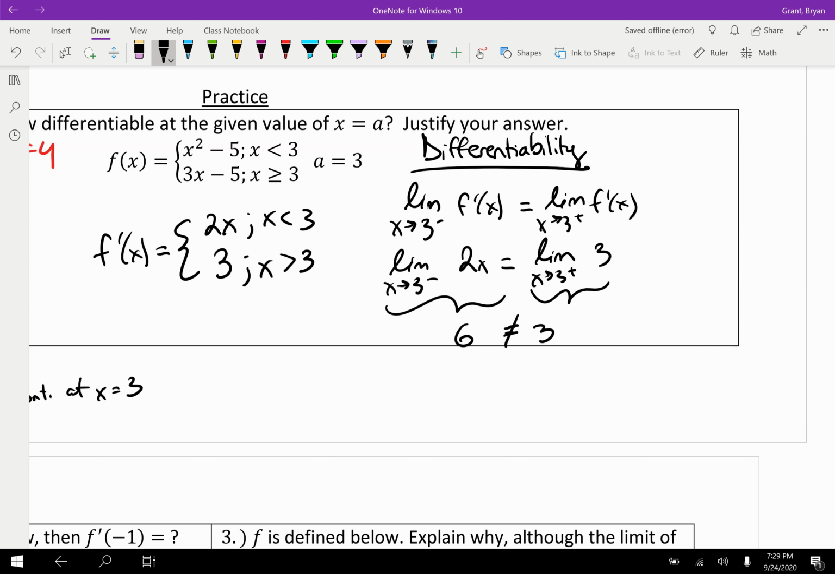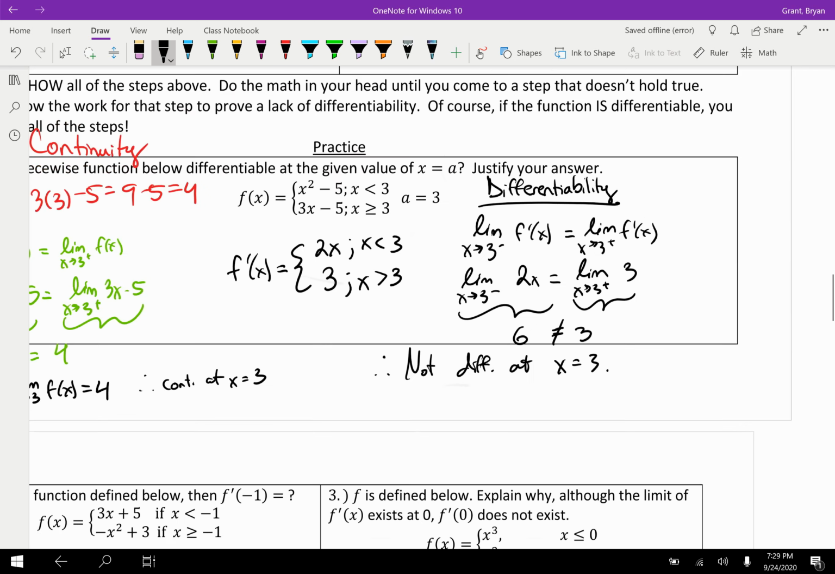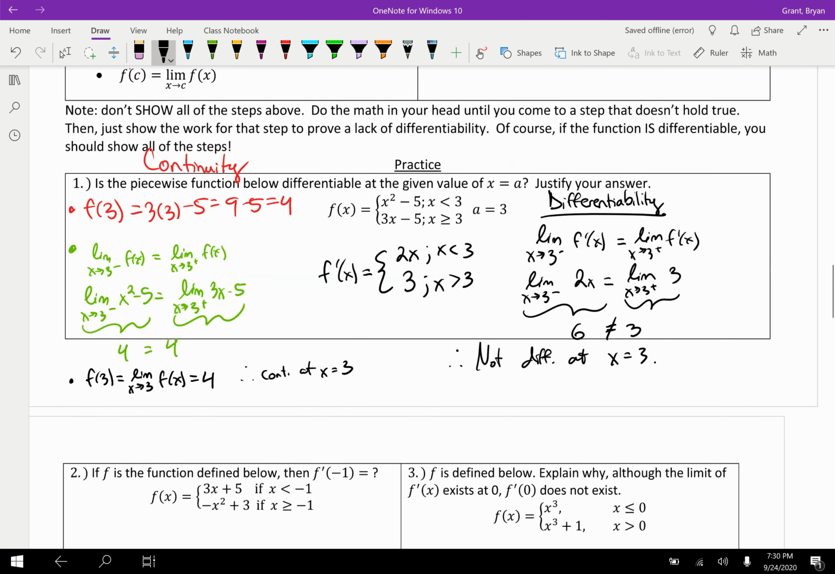Because these derivatives are not equal as we approach 3, then we would say, therefore, not differentiable at x equals 3. Now, I told you it'd take about 5 minutes. There's a lot of work here. You're like, do I have to show all this work for every problem? No, definitely not. Because this wasn't differentiable, we only needed to show the part that broke differentiability. So how do we do that quickly?